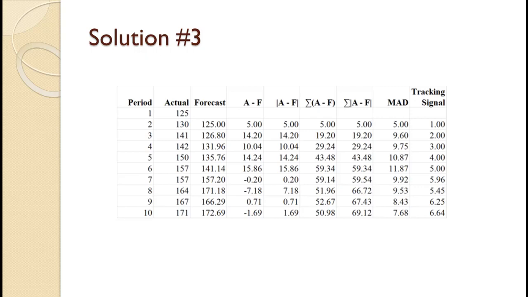Finally, the tracking signal is the cumulative A minus F value of 50.98 divided by the MAD of 7.68 equals 6.64. Several of the tracking signals exceed plus or minus 4, indicating bias.